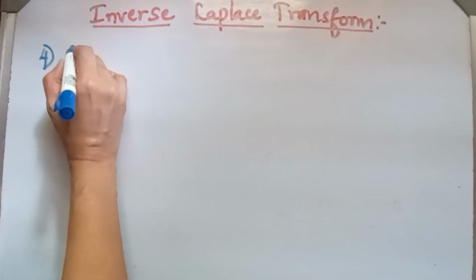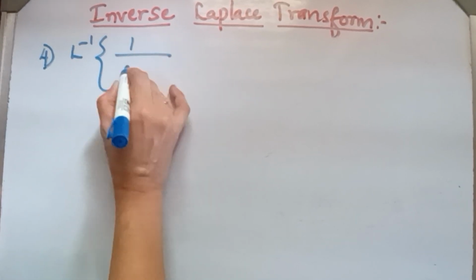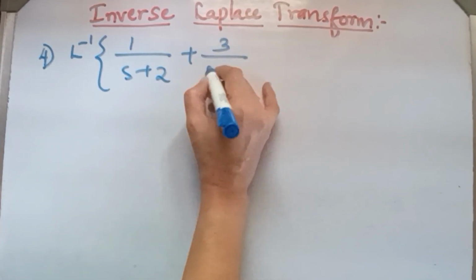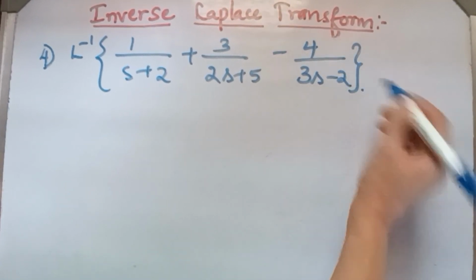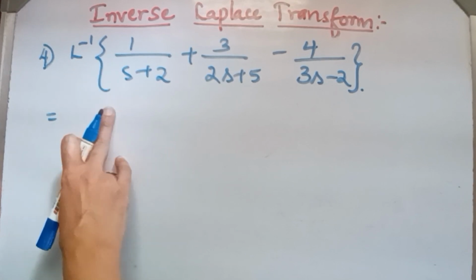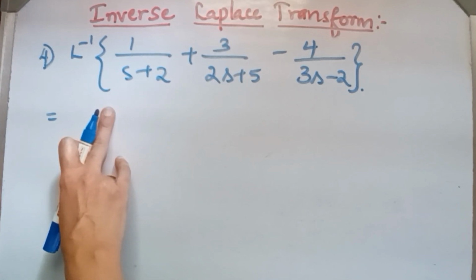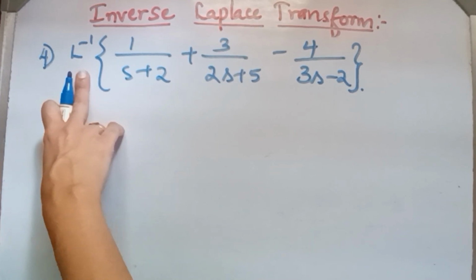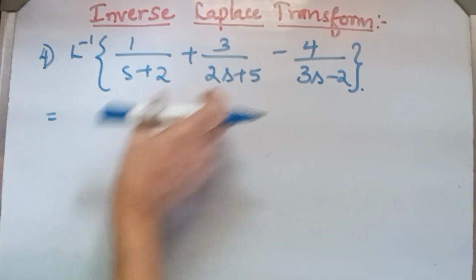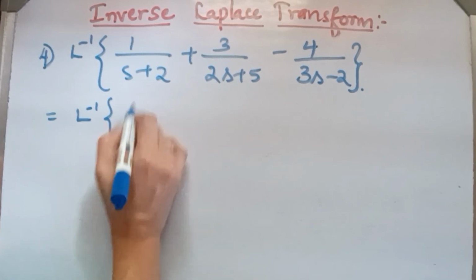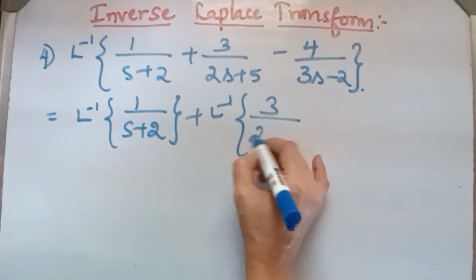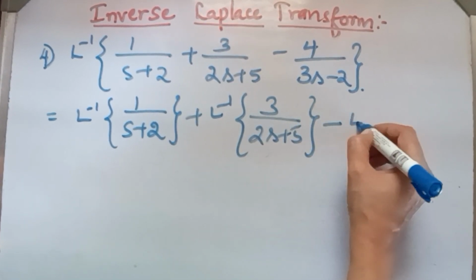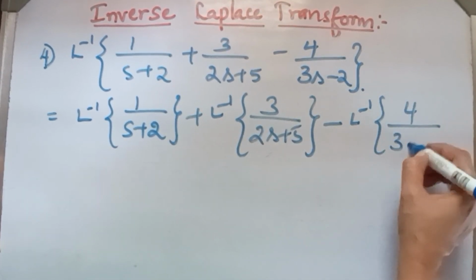Next question. Find the inverse transform of 1 by s plus 2 plus 3 by 2s plus 5 minus 4 by 3s minus 2. Now I want the inverse transform. Linearity property. Linearity holds for Laplace transform. Therefore, for inverse transform also the linearity property holds. Means you can split it term wise. So inverse transform of 1 by s plus 2 plus inverse transform of 3 by 2s plus 5 minus inverse transform of 4 by 3s minus 2.